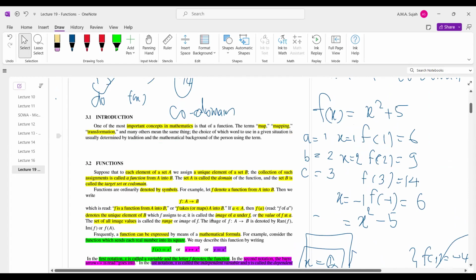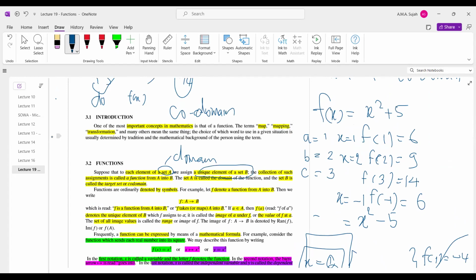Okay, the definition says each element of set A, in the sense this is the domain, right? So this is the domain. We assign a unique element of set B, right? Set B is the codomain. So we need to assign elements from domain to codomain. That is what we can call a function, right?